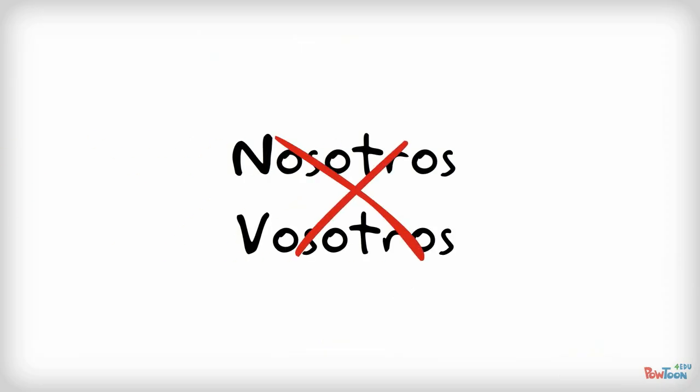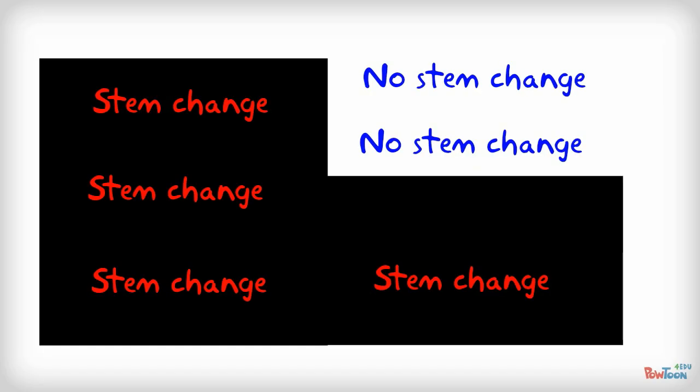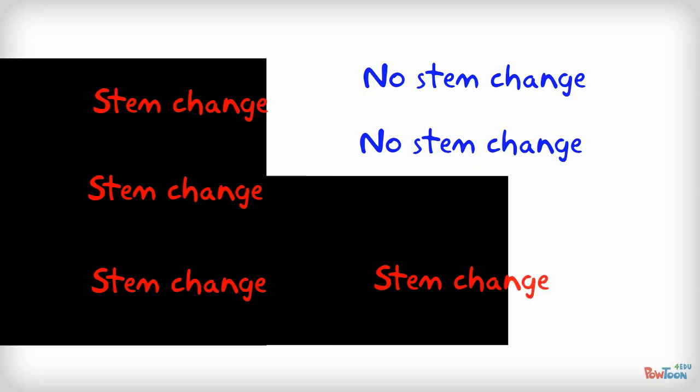Did you notice the nosotros and vosotros forms didn't have the stem change? This is because it's still a boot verb, just like it was in the present tense. And according to the rules, everything that would fall inside the boot would have the stem change, and everything that does not, does not have a stem change. Those rules still apply, even in the subjunctive.